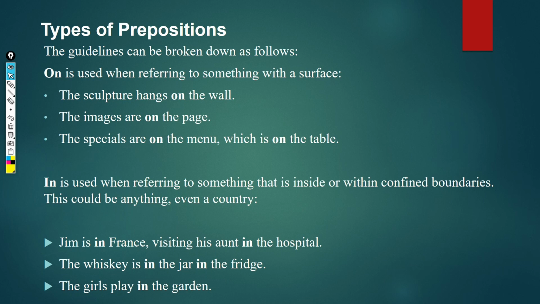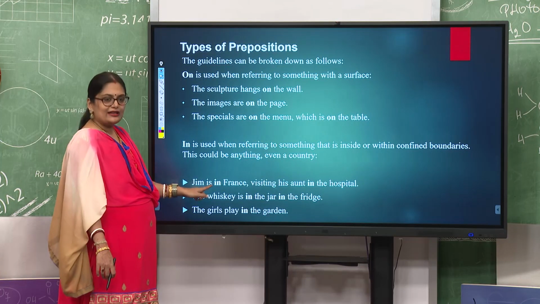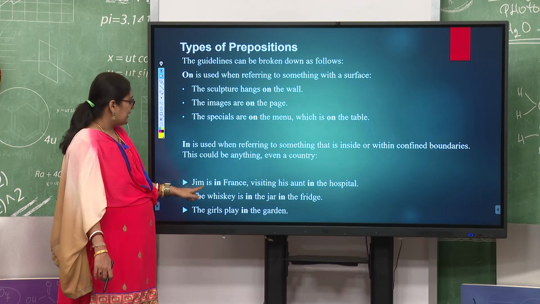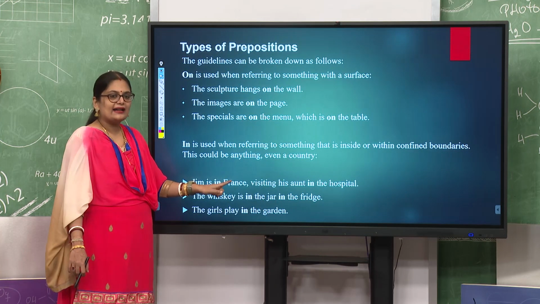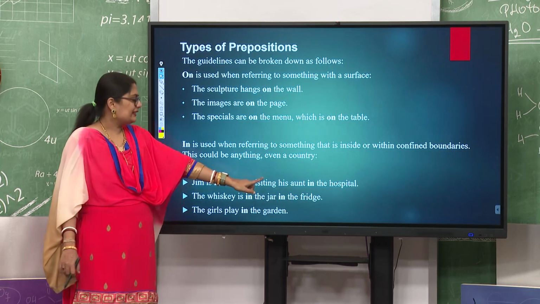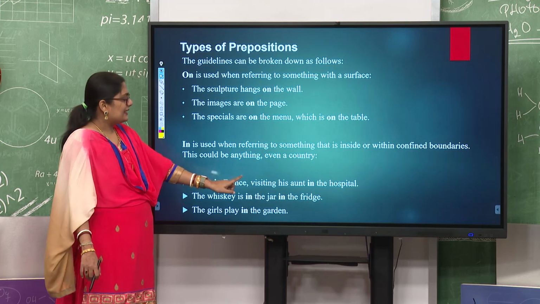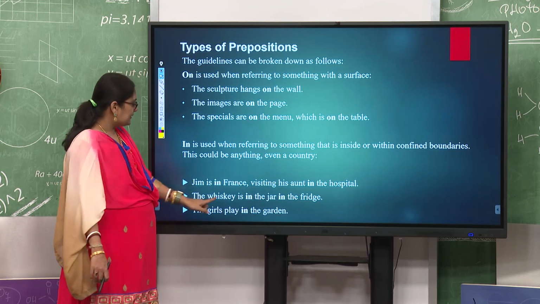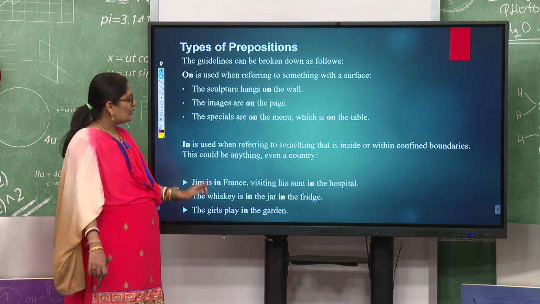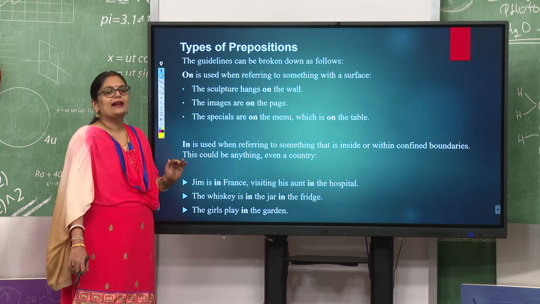Now, in is used when referring to something that is inside or within a particular space. This could mean anything, even countries. Let us see. Jim is in France visiting his aunt in the hospital. The whiskey is in the jar, in the fridge. The girls play in the garden. So, how is the preposition in used? It is shown that Jim is visiting his aunt in a particular country, in the hospital. A bottle is placed in the fridge. The girls are playing in the garden. So, in is used in three particular aspects.